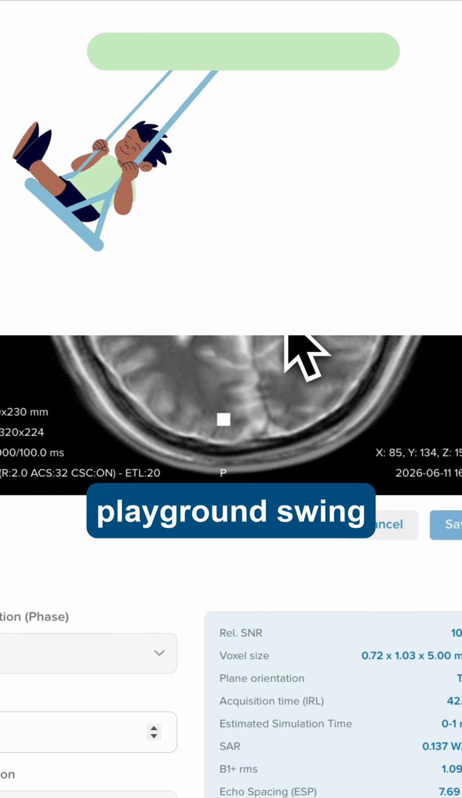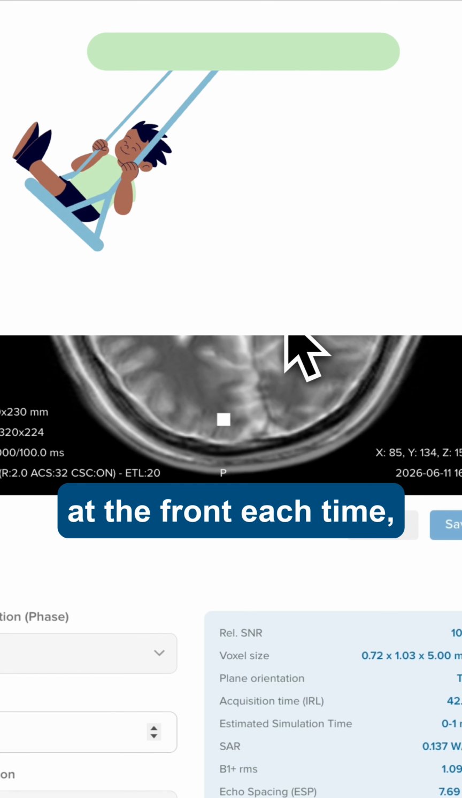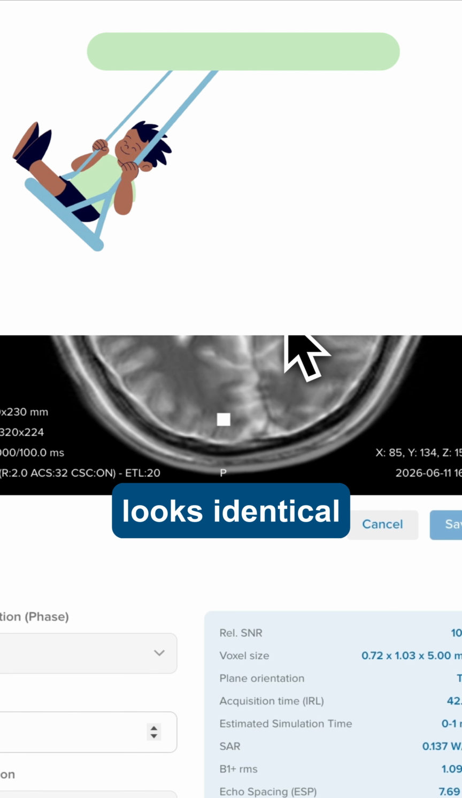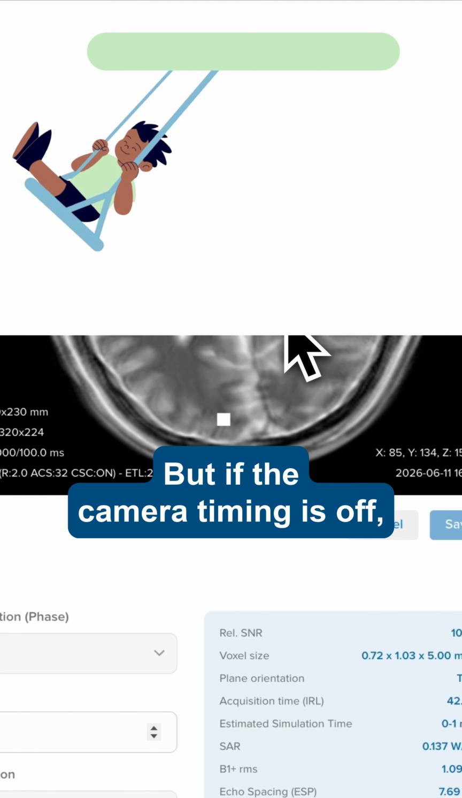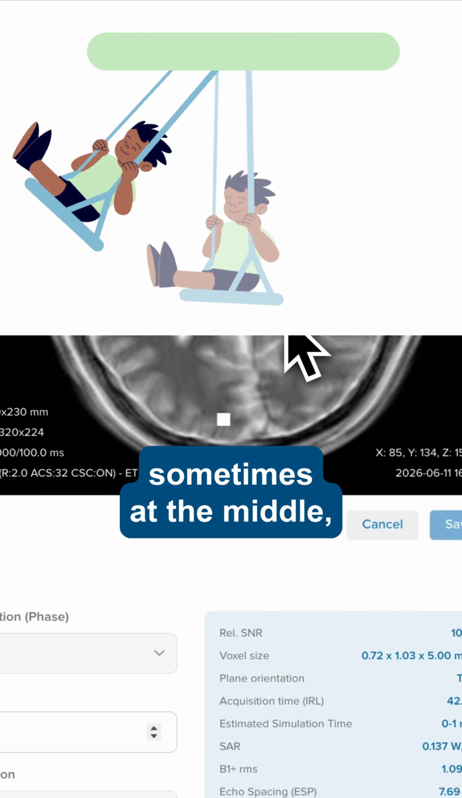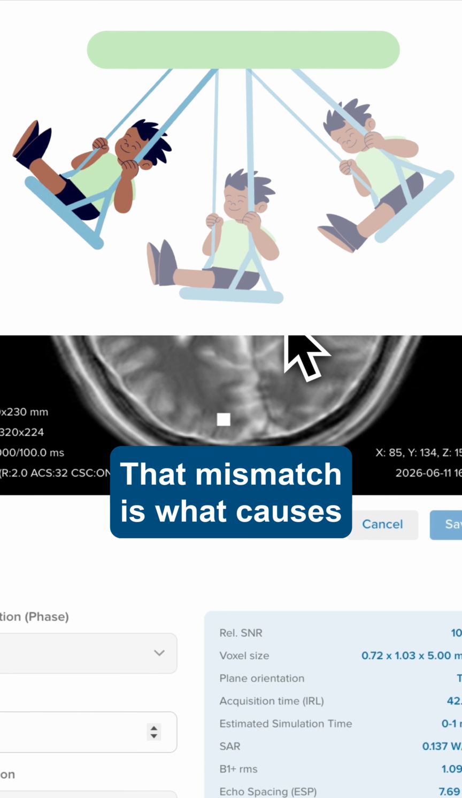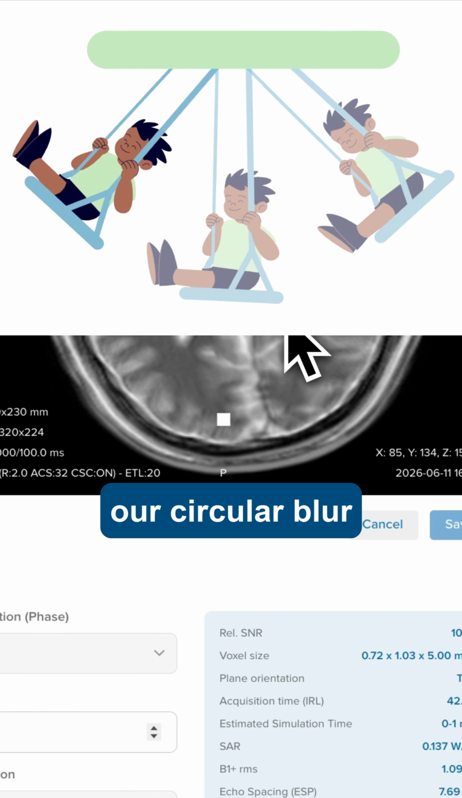Think of it like a playground swing. If a camera captures the swing at the front each time, then every picture looks identical. But if the camera timing is off, you'll sometimes catch the swing at the front, sometimes at the middle, and sometimes at the back. That mismatch is what causes our circular blur.